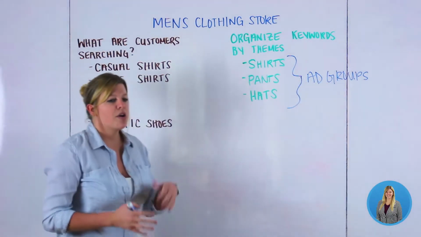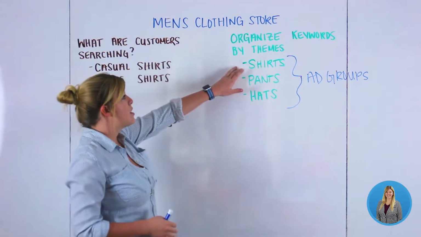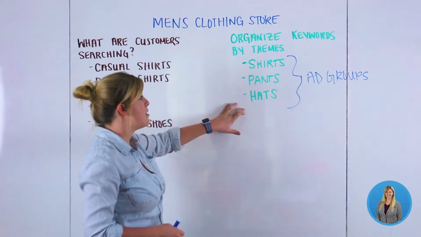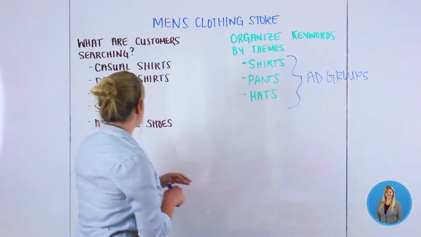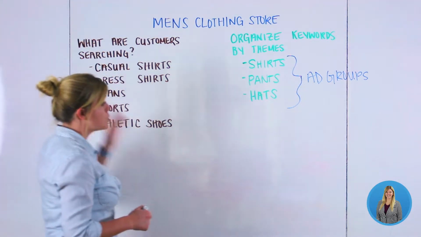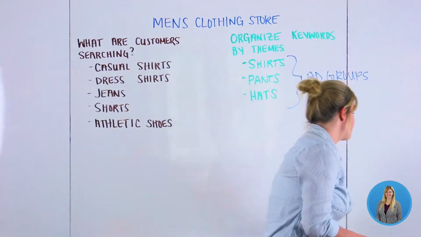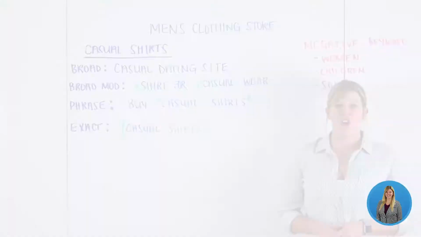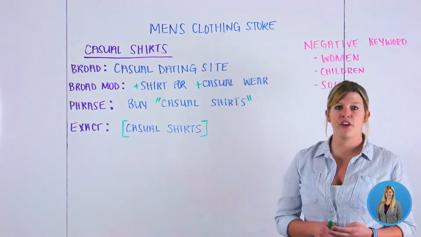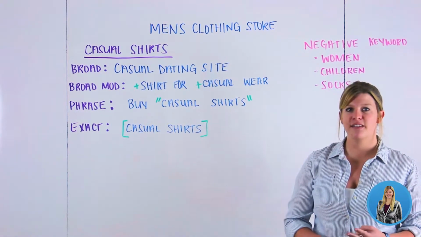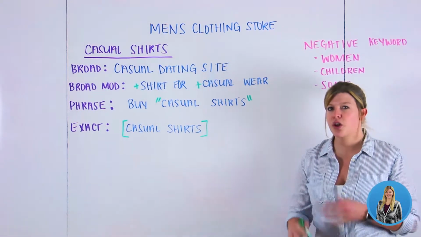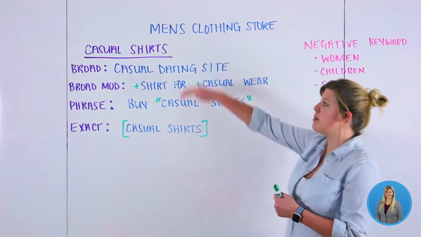So once you start thinking about your ad groups, now you need to break these down into what specific keywords are going to fit into those ad groups. So I'm going to start with casual shirts. I'm going to erase some of this other stuff so we can look at it a little bit more in depth. So when we're looking at keywords, there's 4 different match types that we have. There's broad, broad modified, phrase, and exact match. So we're going to look at these a little bit more in depth as it pertains to my keyword of casual shirts.